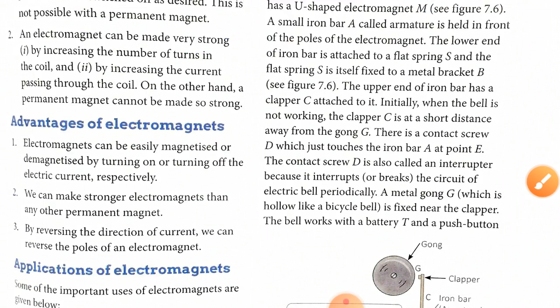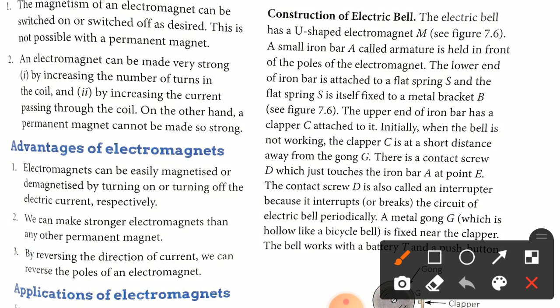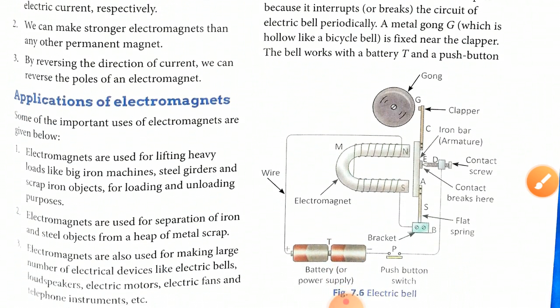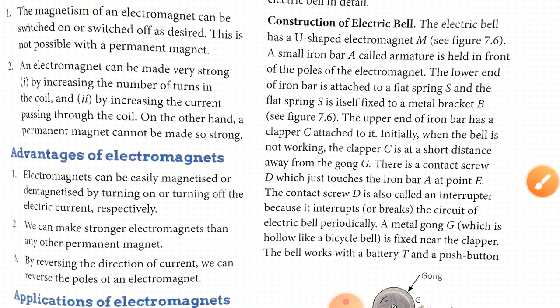So what is the construction? You can see here the electric bell has a U-shaped electromagnet, as I already showed you. A small iron bar A called the armature is held in front of the poles of the electromagnet. You can see here, this is your armature, fine.